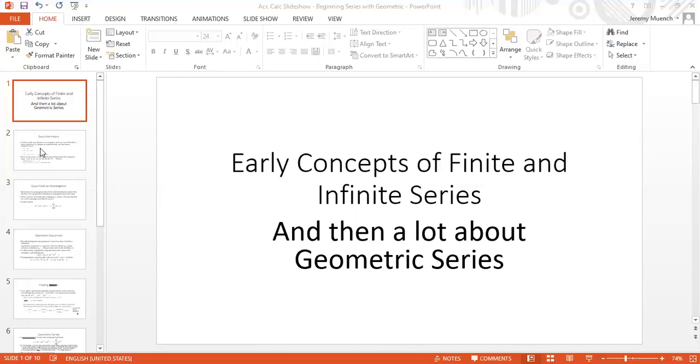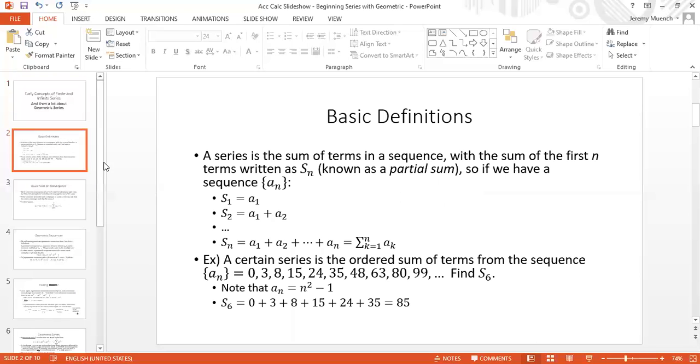So we'll start by looking at some basic definitions of exactly what finite and infinite series even are, and then we'll move on to the geometric series. So first off, let's talk about understanding just what a series is. A series is essentially built from a sequence. It's the sum of terms in a sequence. So the sum of the first n terms is written S sub n, which is known as a partial sum.